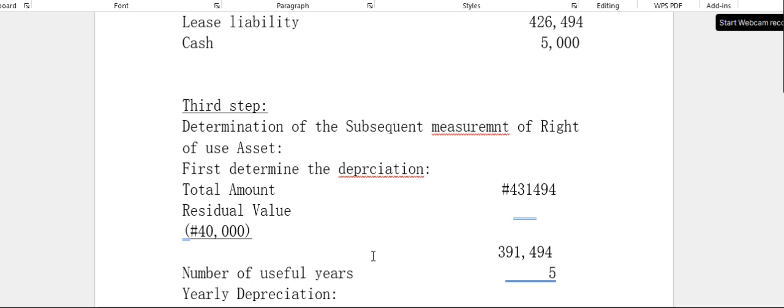Then the third step is to determine the subsequent measurement. How do you do it? All that you need is to get your depreciation value, and you remove it from that right of use of asset, and then you have the net book value, or the current amount of the asset. So this is how simple it is to treat your lease. It's a very simple standard, but if you don't know it, you don't know it.